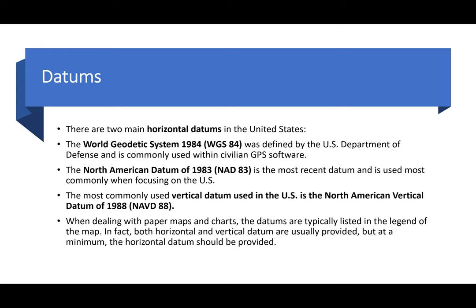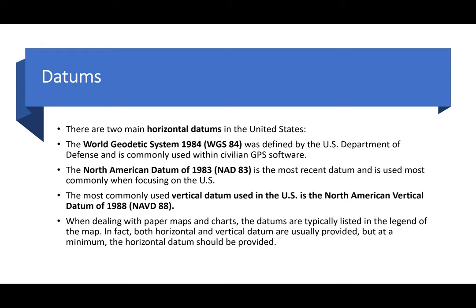There's also a vertical datum. Again, remember that third dimension, that elevation and depth. The most commonly used vertical datum in the US is the North American Vertical Datum of 1988, NAVD 88. Unless you're doing GIS analysis or have geographic information that has vertical datum, most of the time you're just going to be working with a horizontal datum. And again, so we have WGS 84 globally and NAD 83 locally, speaking US.